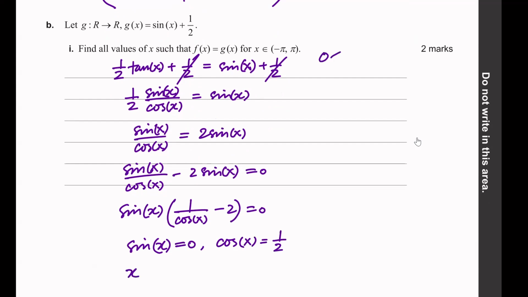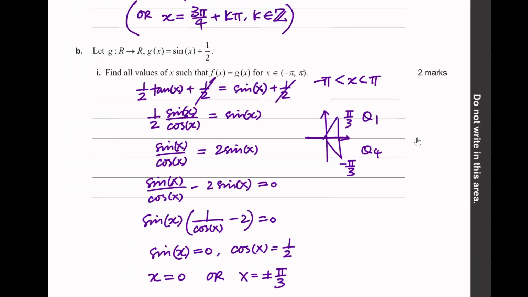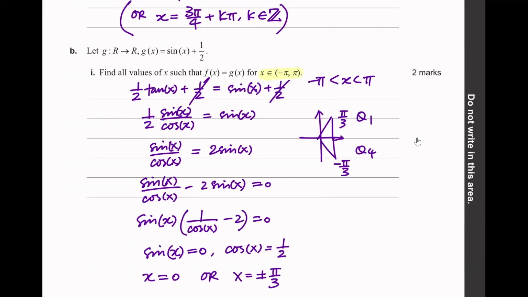And between minus pi and pi, you can't really take minus pi or pi, but you can take 0. So your sine value is 0, or cosine value pi on 3, that is 1/2. And in the fourth quadrant, cosine is also positive. So you get x equals plus or minus pi on 3. In this case, we have a restricted domain, so we don't need general solution. We need the particular solutions, okay?